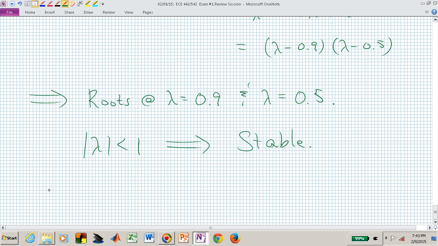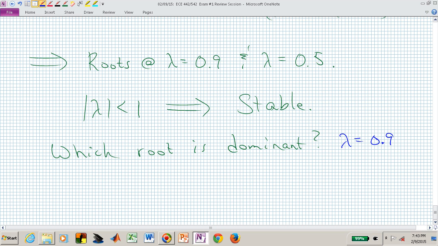And which root is dominant? Pardon? The one that's closest to the unit circle, isn't it? 0.9. And you could then use that lambda or that capital R to find your settling time, couldn't you?